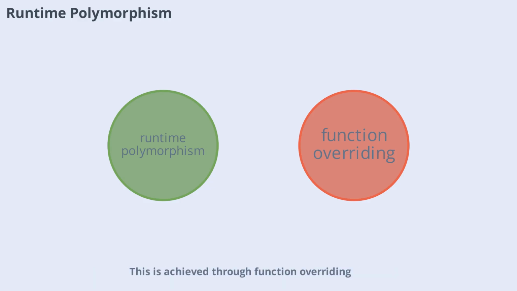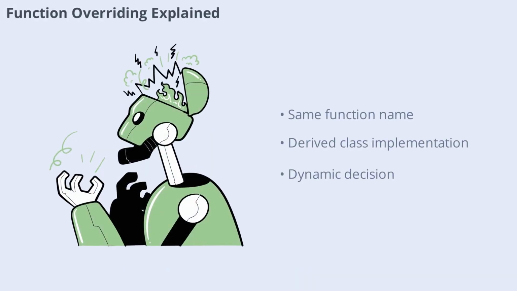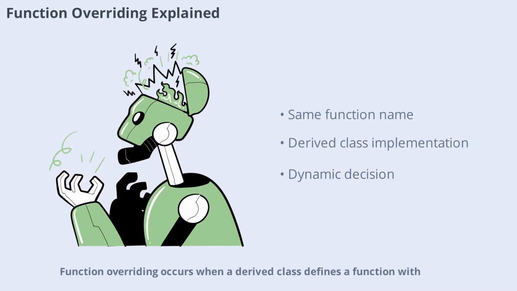This is achieved through function overriding, where a derived class provides its own implementation of a function defined in its base class. The decision of which function to call is made at runtime, allowing for more dynamic and flexible behavior. Function overriding occurs when a derived class defines a function with the same name and signature as one in its base class. When you call this function through a base class pointer or reference, the derived class's version is executed.